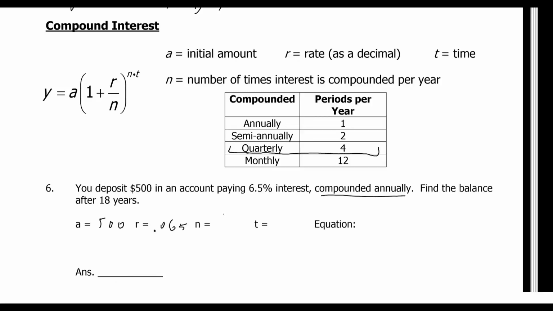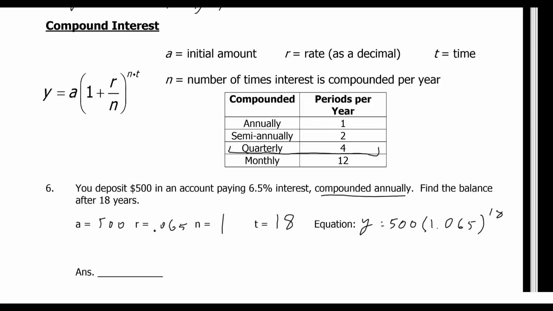Now, n is going to be 1, and the amount of time that we're going to leave it in there is 18 years. Alright, so the equation for this would be y equals 500 on the outside of 1.065 raised to the 18th power.